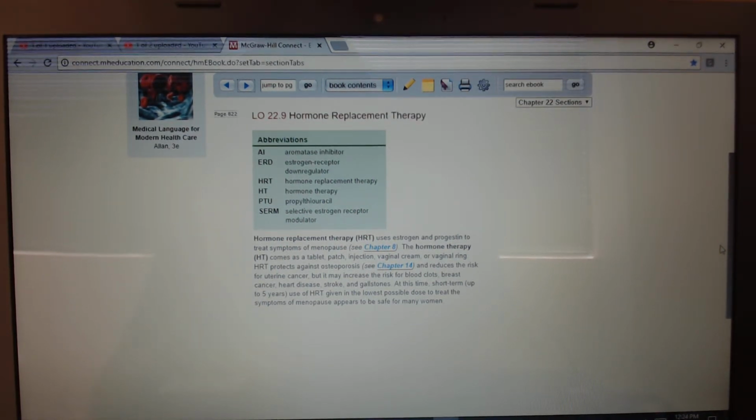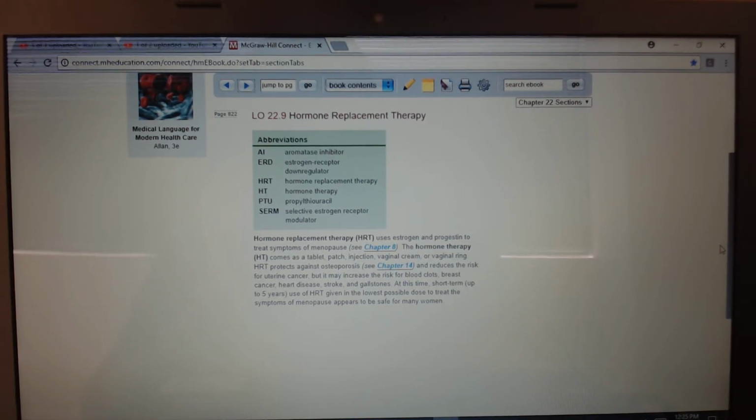AI, aromatase inhibitor. ERD, estrogen receptor downregulator. HRT, hormone replacement therapy. HT, hormone therapy. PTU, propylthiouracil. SERM, selective estrogen receptor modulator.